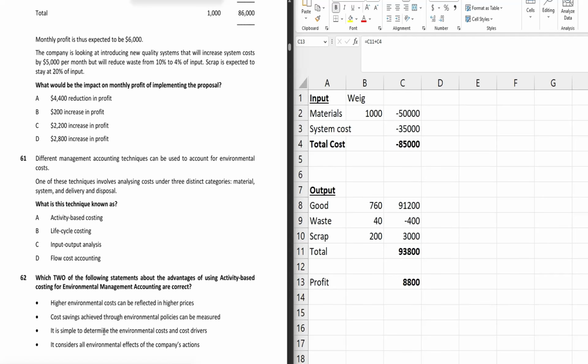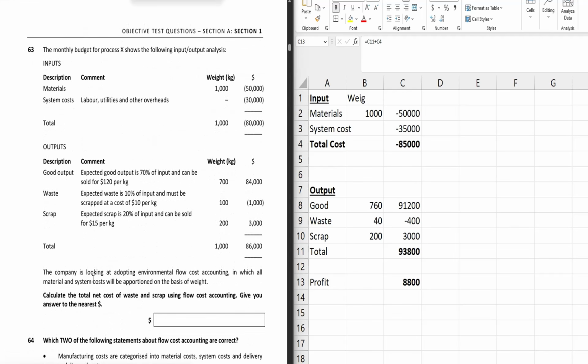Last, it considers all environmental effects of the company's actions. No, not all costs can be captured, especially those which cannot be quantified. Those kinds of environmental costs which are not quantifiable cannot be considered here. So it is not possible to cover all the environmental costs. So only the first two are correct.